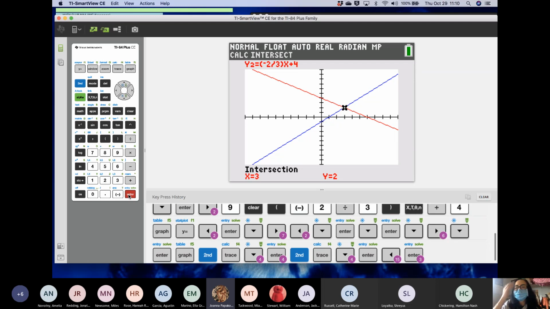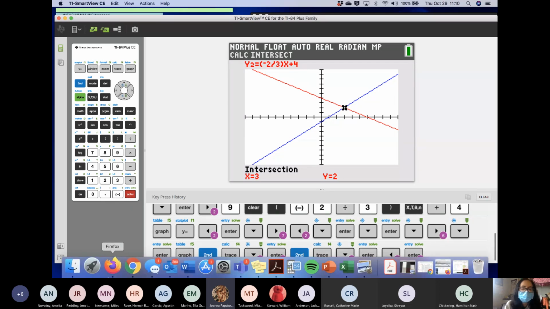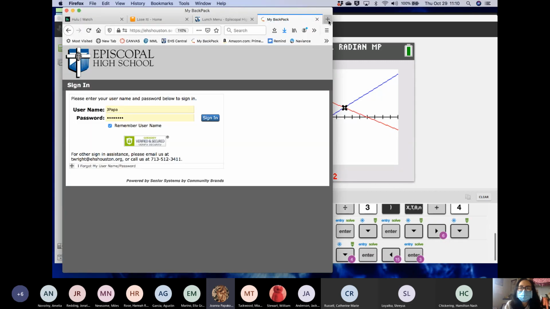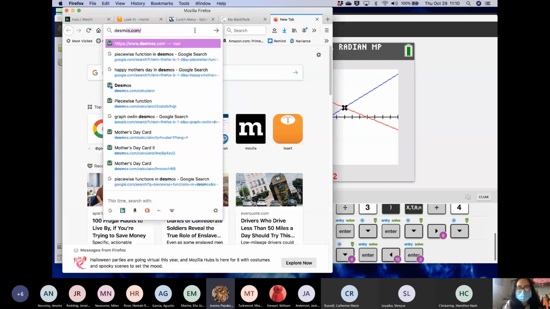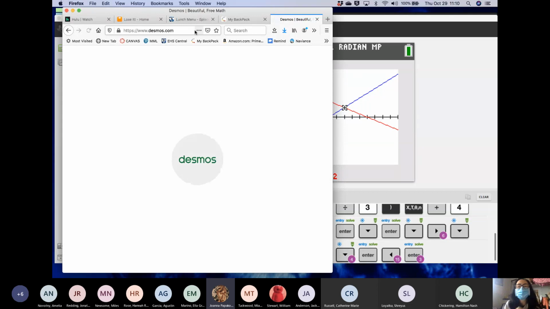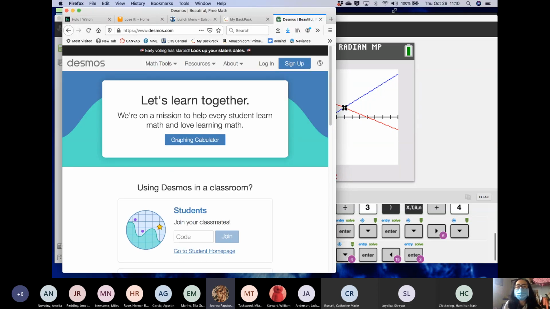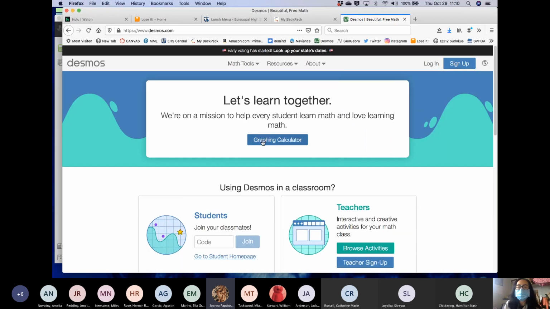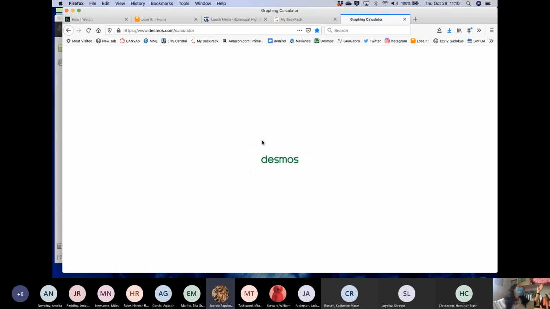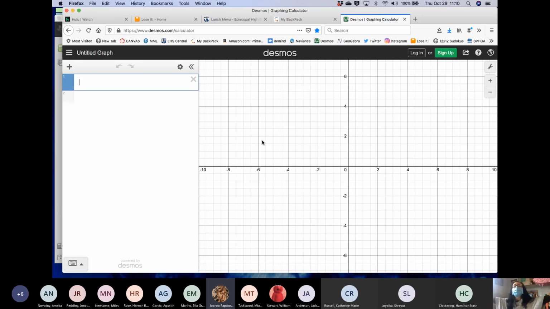So how would you classify this system? Well, there's 2 words I need to use. Consistent, independent. Yes. Now let's go to Desmos on your computer. So the calculator can find the point of intersection. The calculator can graph inequalities, but they must be in slope-intercept form.